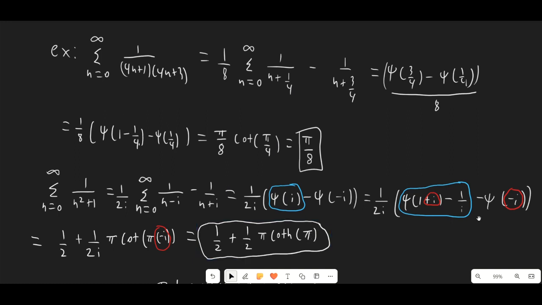Notice that this was literally just 2 lines for evaluating a very gnarly summation with complex numbers, and that's just the power of these identities for the digamma function.